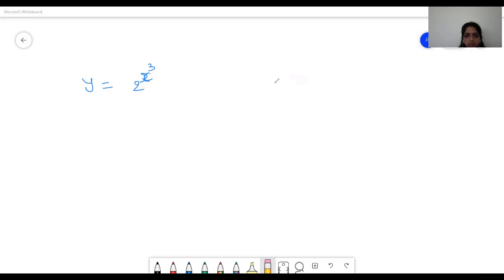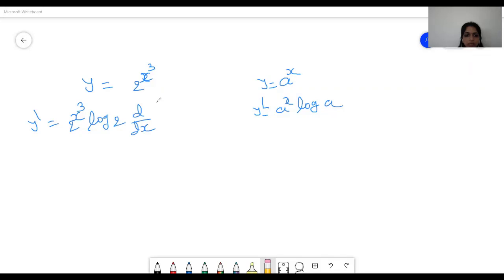See, dear students, you know the formula of a raised to x, right? That is a raised to x into log a. If we have y, then this one is y dash. So by applying this formula, y dash is equal to 2 raised to x cube into log 2. Now apply the chain rule, that is d by dx of x cube. So 2 raised to x cube into log 2, and into the derivative of x cube, which is 3x square. Okay.